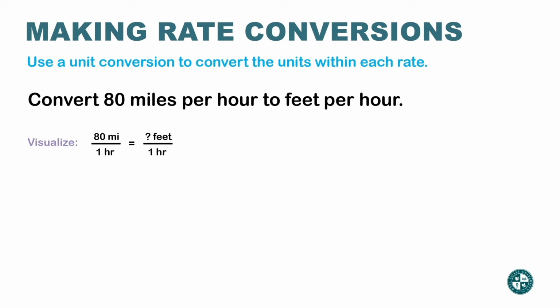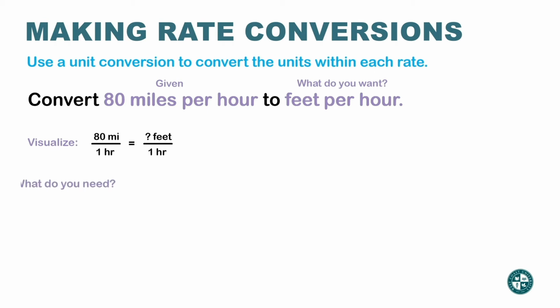So let's start. I was given 80 miles per hour, and I'm going to write that as I did over here, 80 miles over 1 hour. I was asked to find feet per hour, which means my answer should look something like this: some feet over 1 hour. And like I mentioned before, the only thing that is changing is the top of the fraction from miles to feet. The bottom remained the same.